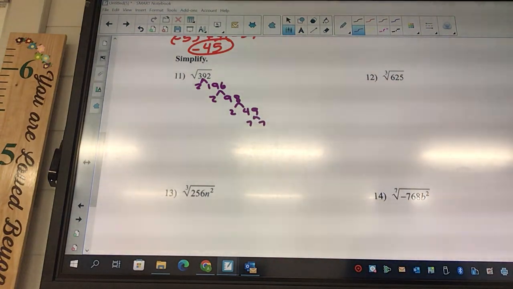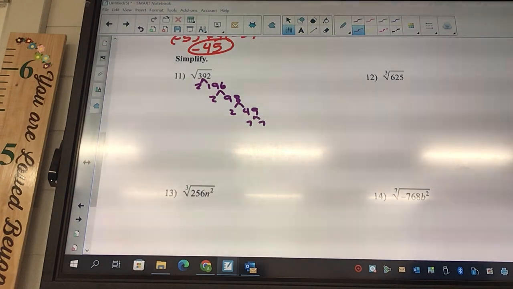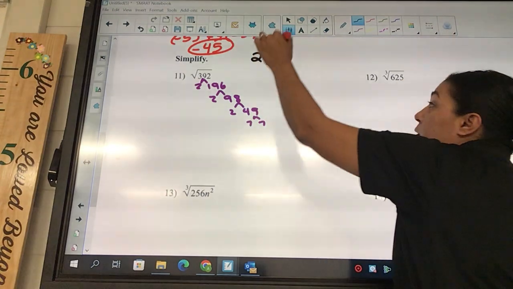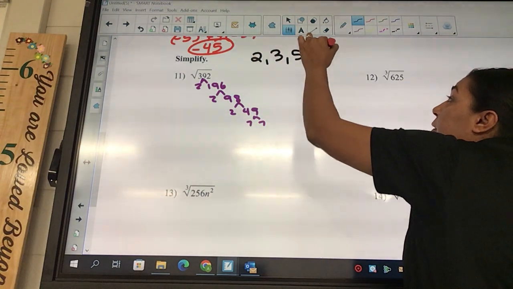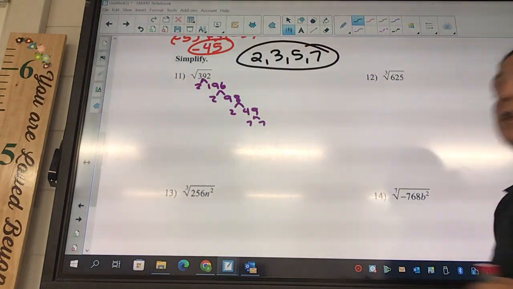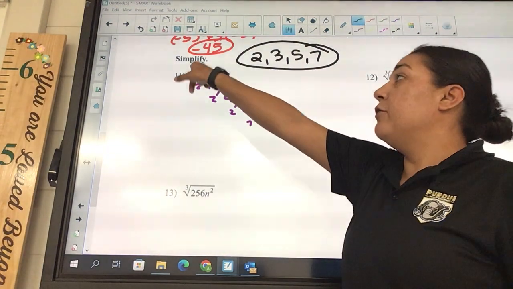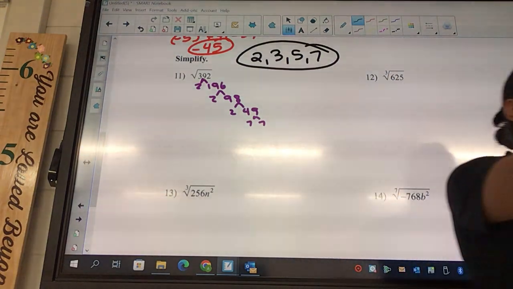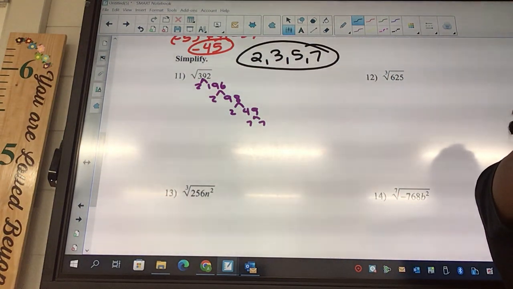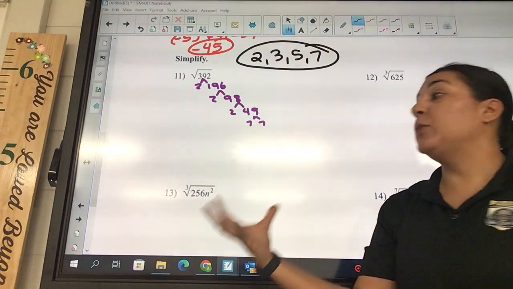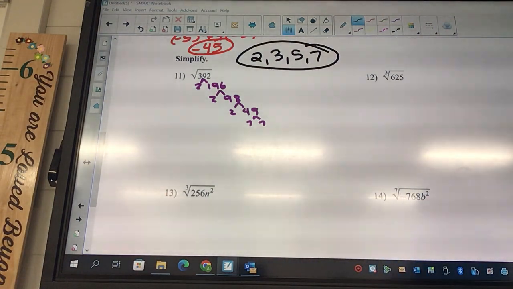What are the only numbers you're allowed to circle and group? Remember, what were those magic numbers? 2, 3, 5, and 7. So we can circle them. In this case, if there's no number here, what number is there? Oh, 2. There's a 2 there. That means we can pull in groups of 2. So what can go in a group of 2?